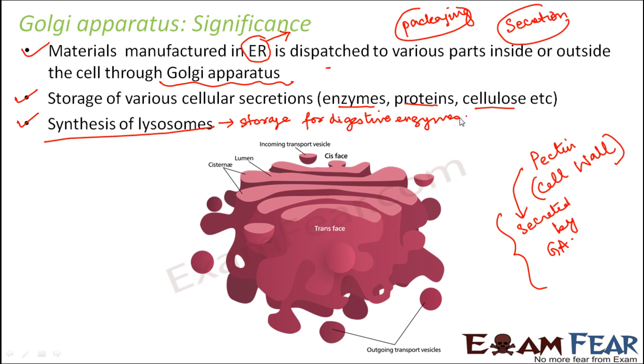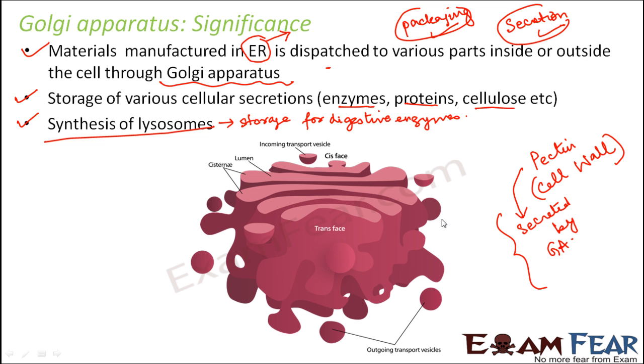Now these lysozymes can protect the rest of the cell from any kind of inappropriate digestive activity, because whenever there is something inappropriate happening with the digestion, then these lysozymes can anytime release the digestive enzymes which are present within it. And these lysozymes are synthesized or manufactured by Golgi apparatus. So that is also one of the very important functions of Golgi apparatus. So we can say that packaging, secretion and lysozyme synthesis are the main functions of Golgi apparatus.